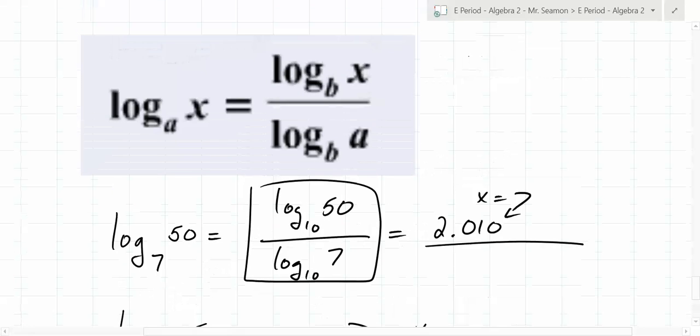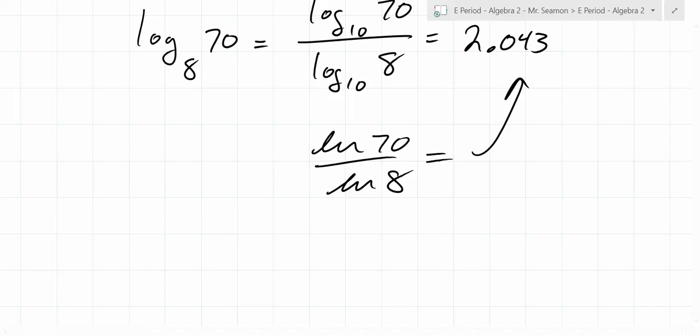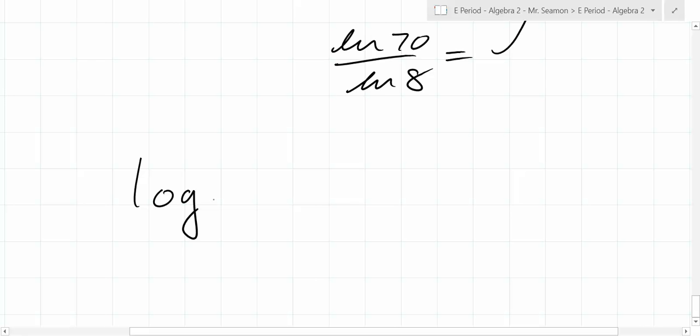Remember what the rule says? What can b be? Anything, right? So why did we choose 10? Because it's what your calculator has. But could you just also use ln instead? Absolutely.